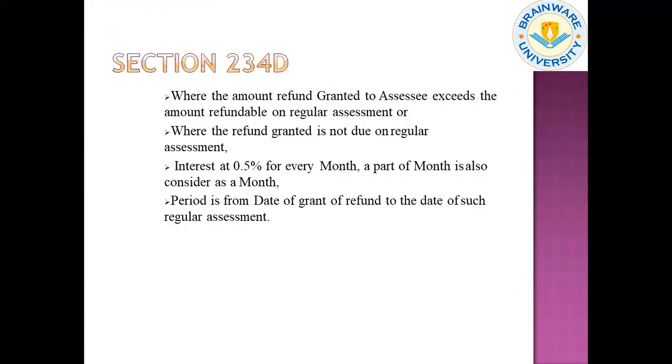Now we are moving to the 234D, where a refund will arise, where the amount refund granted to the assessee exceeds the amount refundable on regular assessment, or where the refund granted is not due on regular assessment. The interest is at 0.5% for every month or a part of month is also considered a month. So here we are getting the interest. Now look, when we are paying the interest, that is payable to the government by the assessee, that is 1%. And we are receiving, that is 0.5% receivable by the assessee.